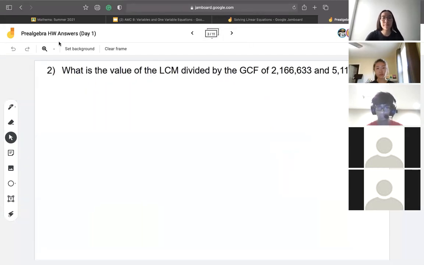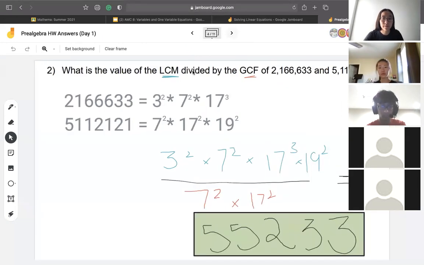Okay, so here's the second problem. What is the value of the least common multiple divided by the GCF of 2,166,633 and 5,112,121? So go ahead and put your answer in the chat if you manage to solve this one. Okay, so all the same answer, and that would be correct.